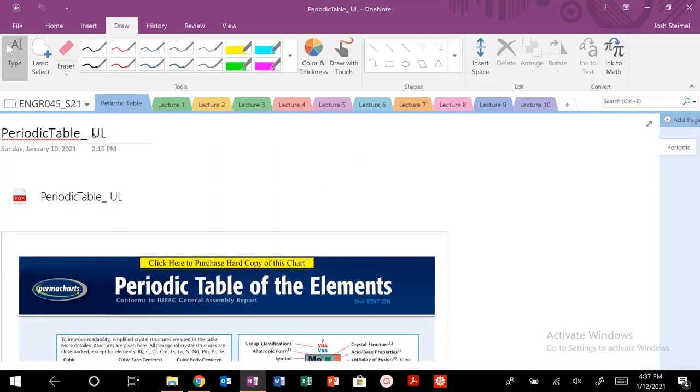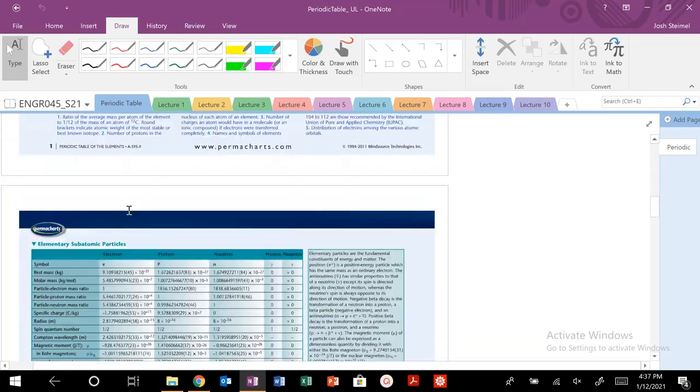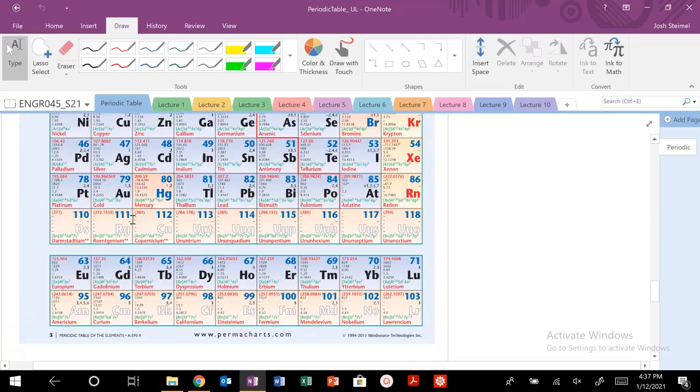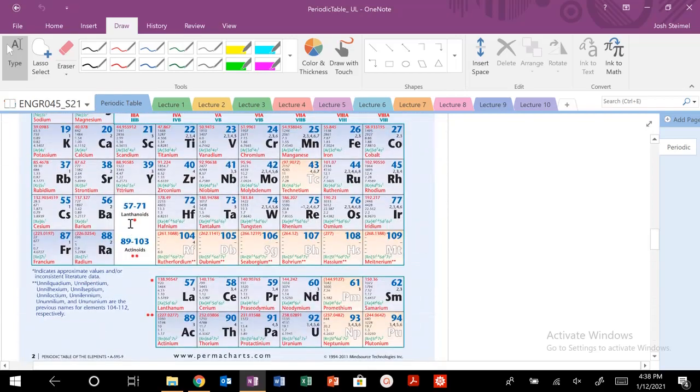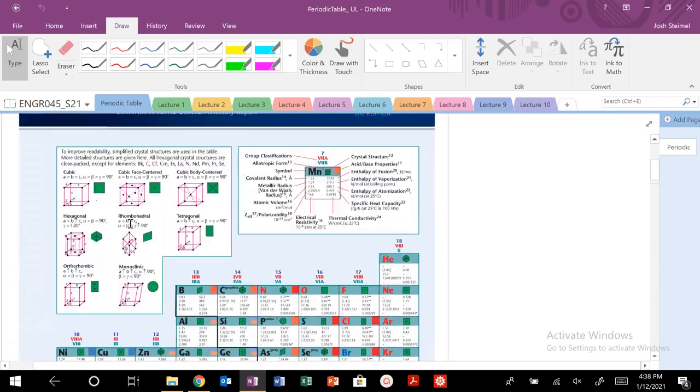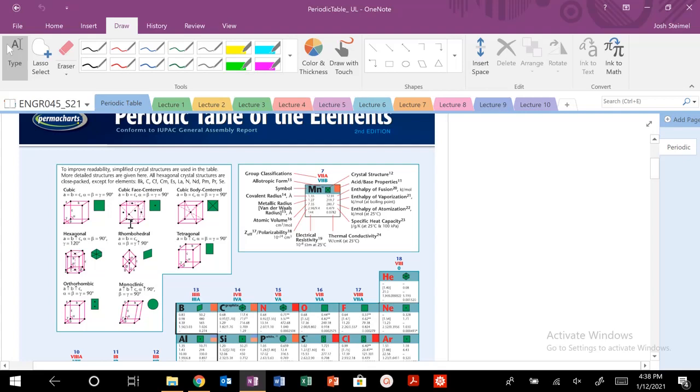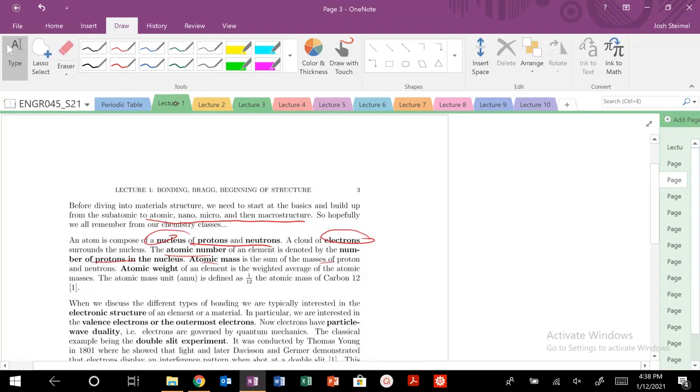Now, one of the things that we're going to do in this class is utilize the periodic table that I provided on our Canvas site, this Permachart periodic table. Utilize this for basically all the assignments where you're asked to look at atomic structure. It's a very, very nice table. We'll go through that once we get to some problems.